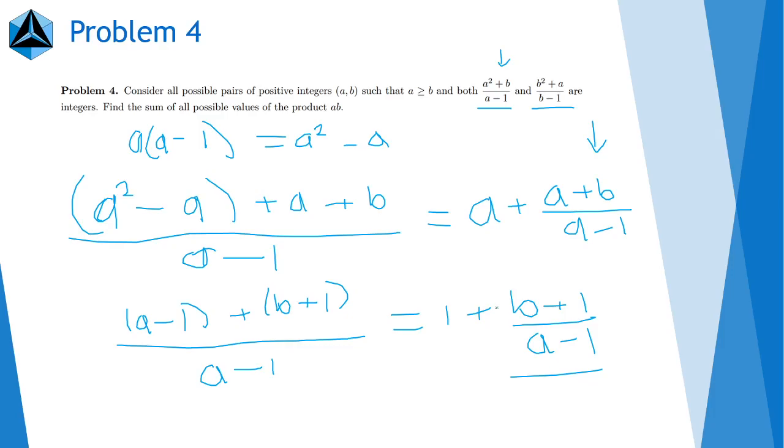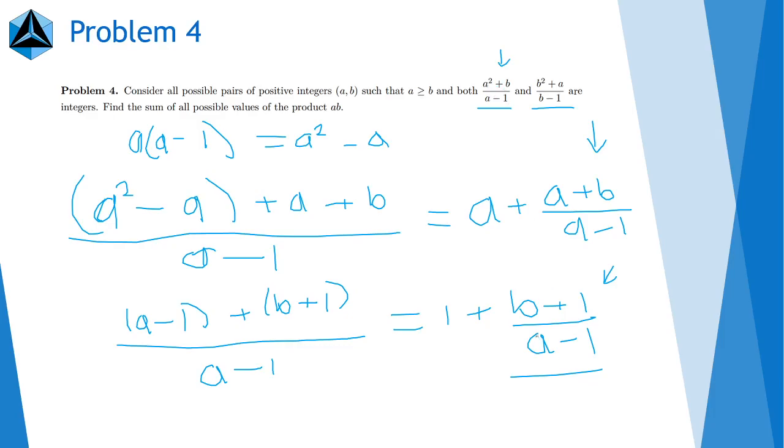This is much simpler to work with than (a squared plus b) over (a minus 1). Whenever you see a problem like this, you want to try to remove the terms in the numerator like we just did. Now, we're just going to focus on making this an integer. Before I move on, note that (b squared plus a) over (b minus 1) is the same thing, but with the variables switched. So we can write it as (a plus 1) over (b minus 1). If you're not convinced, you can do the same process we did with the first fraction and get this, except with the variables switched.